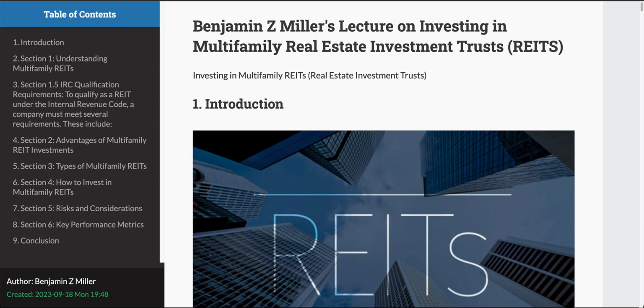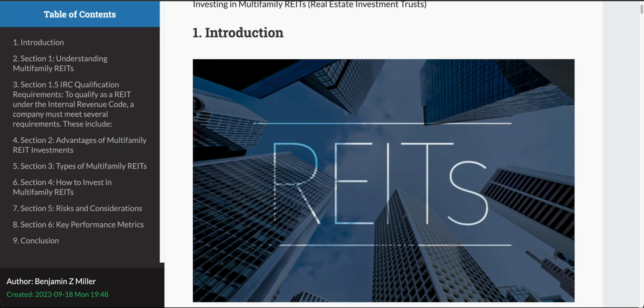In this meeting, we're going to talk about multifamily real estate investment trusts, REITs, and how those work for investors. We're going to talk about some of the advantages, some of the disadvantages, and some of the special rules surrounding investing in REITs.